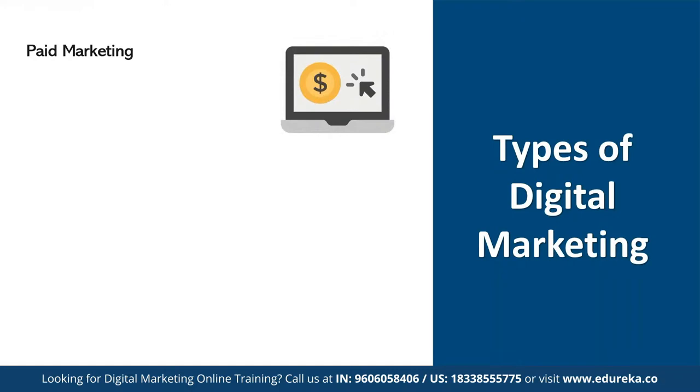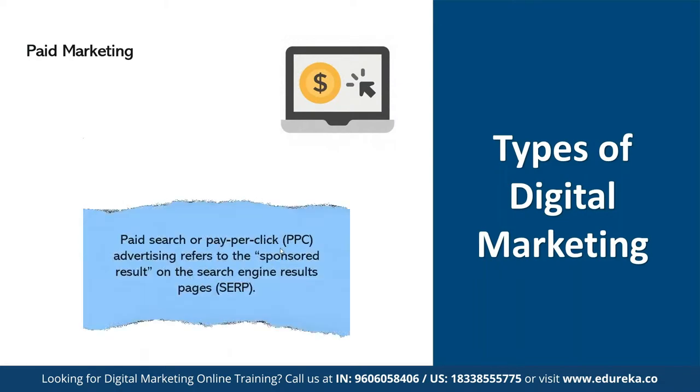And we've got paid marketing. Now, paid marketing is one of the quickest ways, I would say, to help potential customers discover your brand and offering. So what you'll do in this scenario is purchase advertising, which allows you to specifically target the audience instead of waiting for them to find you organically. And this is called paid marketing. It's also known as paid search or pay-per-click. It refers to sponsored results on the search engine result pages. So when you search on Google, you'll get some sponsored links, right? So that is called a paid marketing strategy.